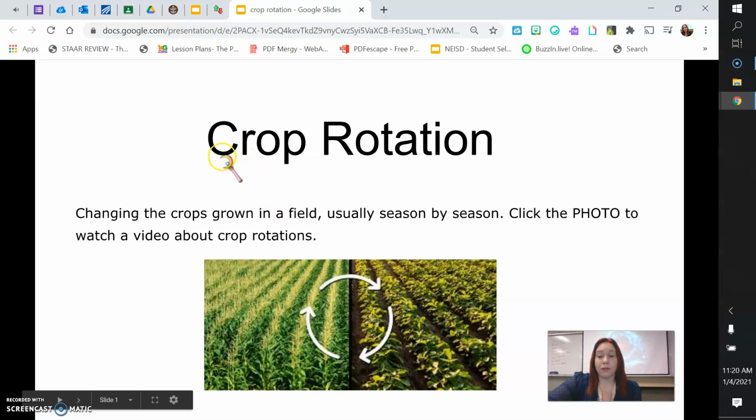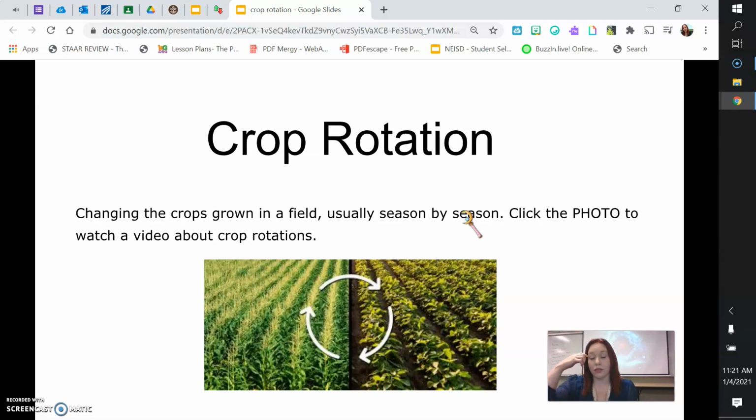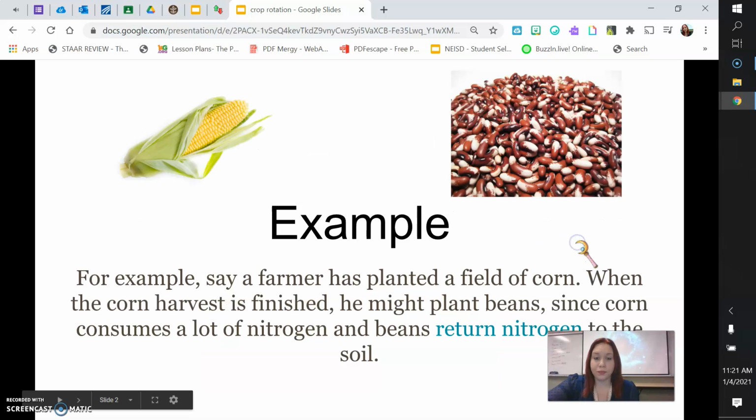Okay, so we're going to learn about crop rotation today. Changing the crops in a field, usually season by season. That's what crop rotation is. So we're going to change what we grow in each of our gardens every year or every season, and there's multiple seasons depending on where you are. So in Texas, we have our spring, things that grow in spring, and then we have our fall season, but we can also grow things in winter and in summer here. So we have all 4 seasons where we could actually be growing. It says click the photo to watch the video, so make sure you click there and watch the video.